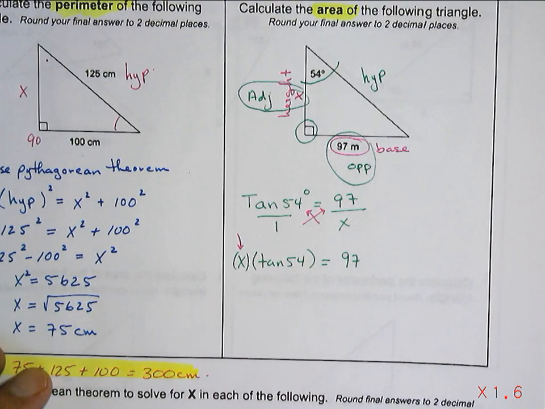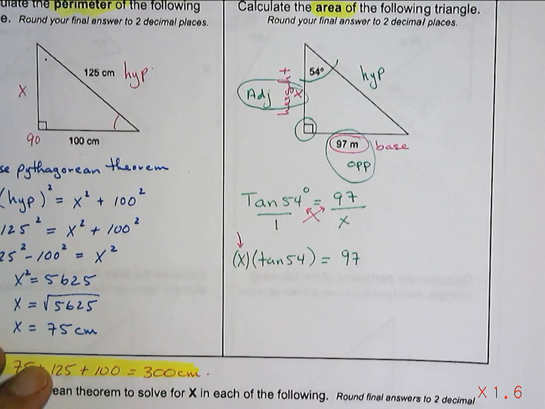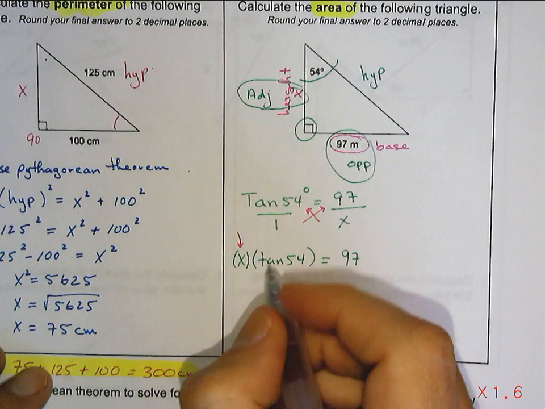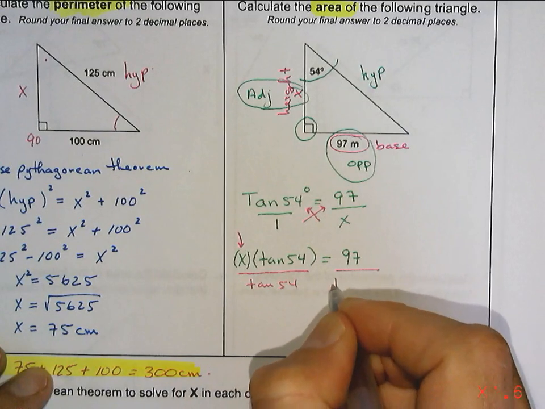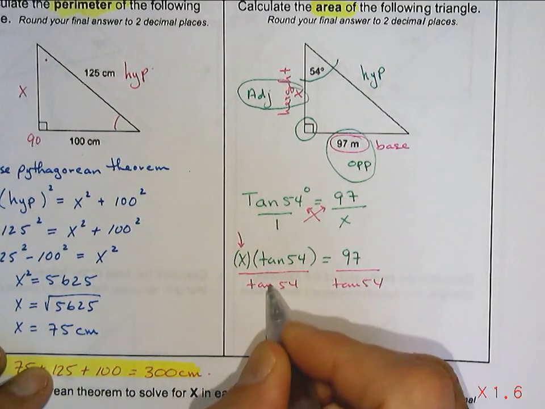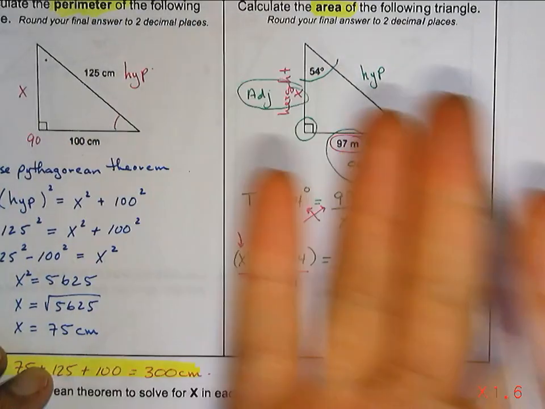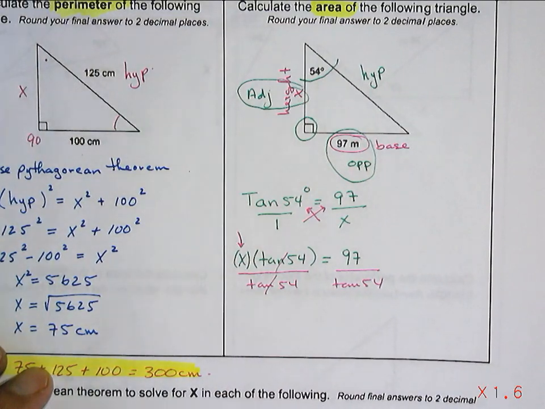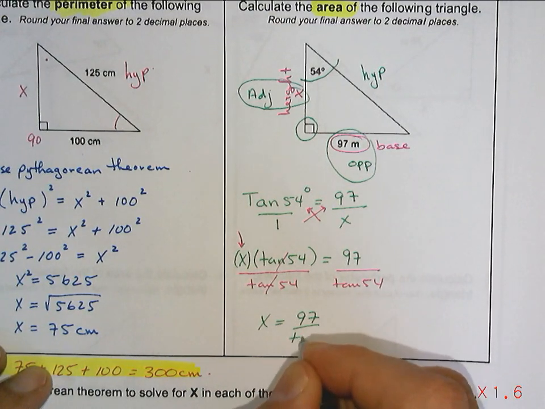Now, tan of 54 is just a decimal. It's just a number, like any other number. So it's multiplying by tan of 54. How do we get rid of multiplying by tan of 54? What we're going to do is divide both sides by tan of 54. I think this is what you meant. And these two cancel each other out because I was multiplying by tan of 54. So the opposite is dividing by tan of 54, which leaves us with x equals 97 over the tan of 54.